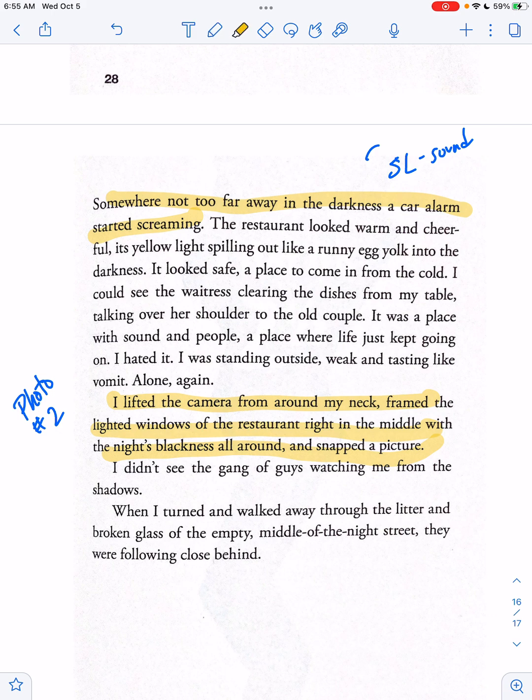We also have this description of the restaurant: the yellow light spilling out like runny egg yolk into the darkness. That's a great simile and also a good sensory language for sight. So we have this foreshadowing at the end of this chapter where it seems like something bad might happen with these gang of guys following him in the middle of the night.